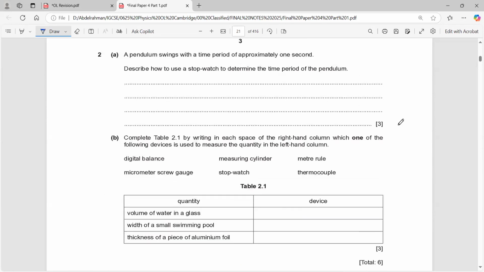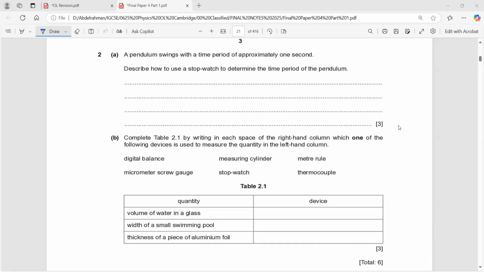Page 19. A pendulum swings with a time period of approximately 1 second. Describe how to use a stopwatch to determine the time period of the pendulum. How can I use a stopwatch to find the time period of this pendulum? Of course I cannot find the period of only one cycle alone. We need to find the period of several oscillations, right? For example, let the pendulum swing for 10 cycles and then divide.